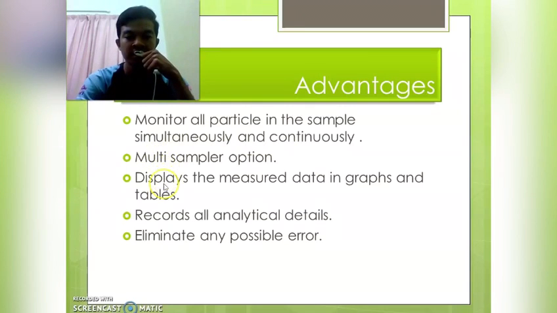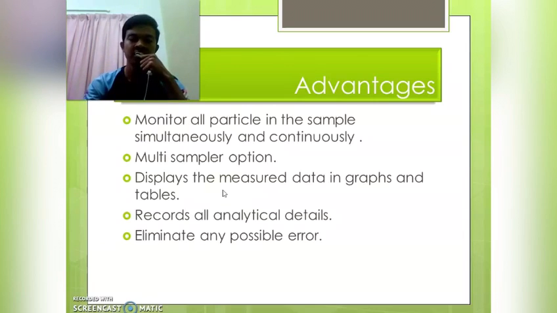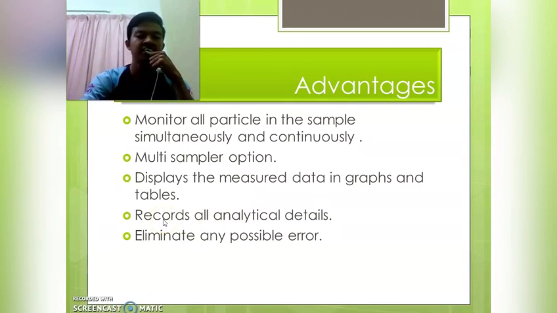Then it displays the measured data in graph and table. After measuring the pollutant, it displays the data easily in a graph. So we can get the graph after it finishes measuring the pollutant. And then it records all the analytical details, like the date, time, type of sample, and also the location.